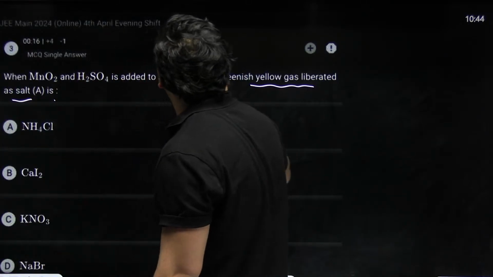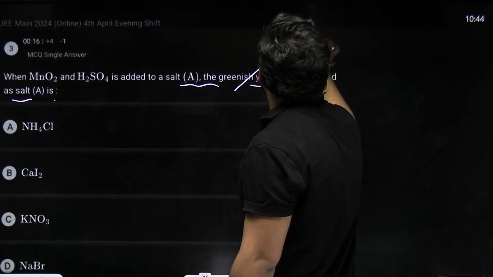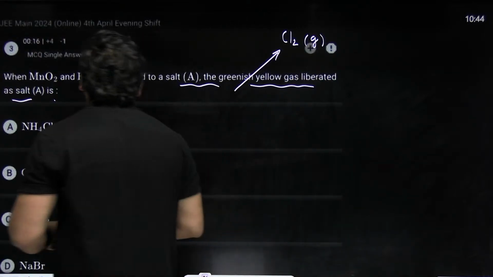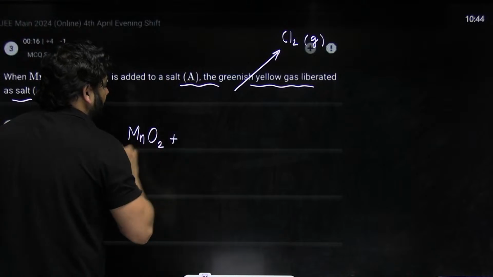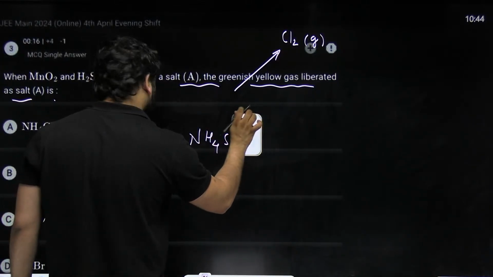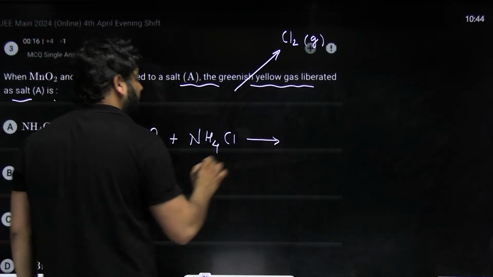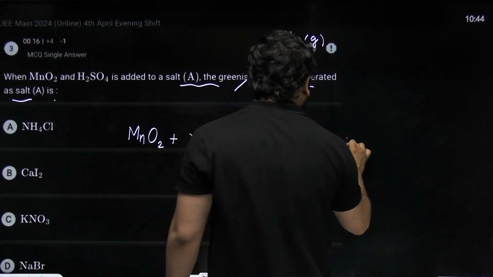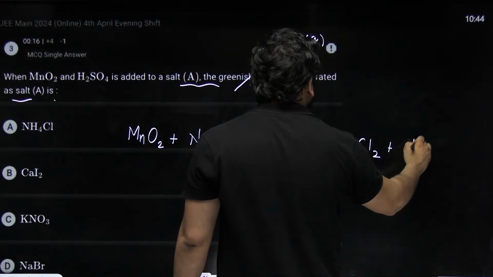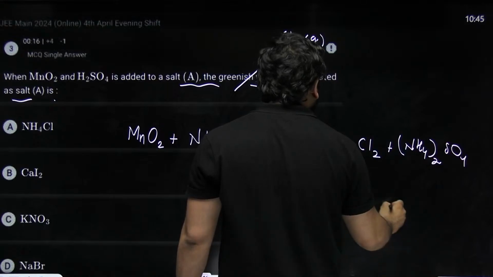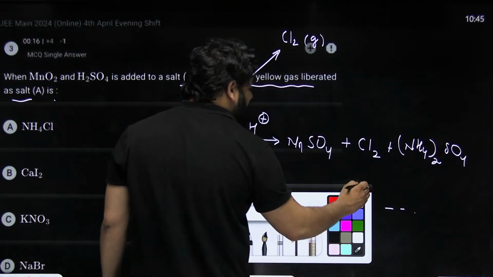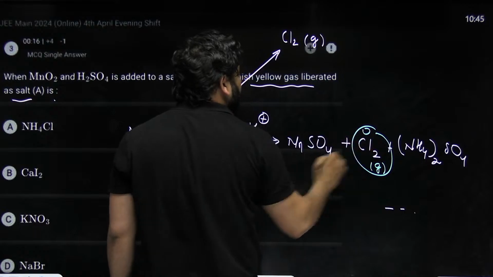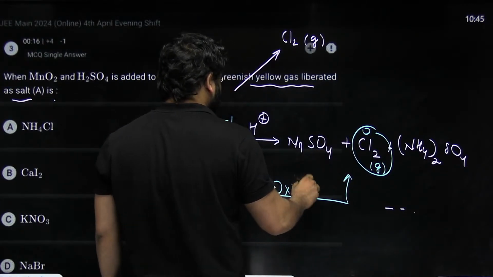So guys, that greenish yellow gas is actually your Cl2 gas. So we have to keep in mind where we can get the Cl2 gas, and here MnO2 might be working as an oxidizing agent. So the reaction might be happening somewhere like this: MnO2 plus NH4Cl, and in acidic condition this might be converting into manganese sulfate, MnSO4, plus Cl2 plus ammonium sulfate. This is how this reaction works. So what we are getting is Cl2 gas, and chloride is working as the reducing agent, going from -1 to 0. So this is the oxidation that is happening. Got it, everyone? The correct answer should be A.